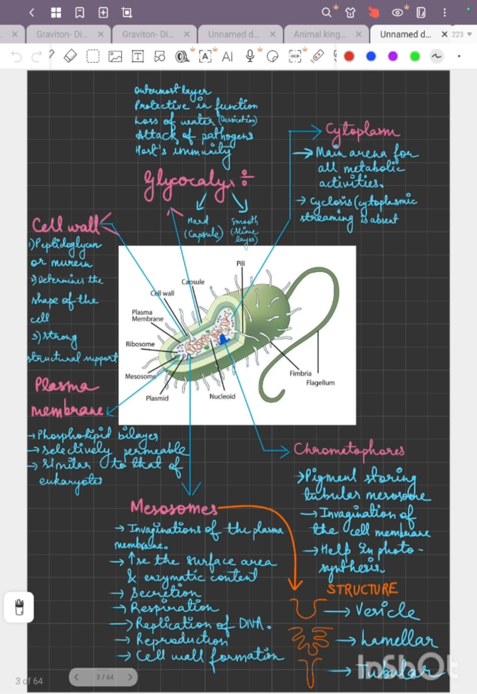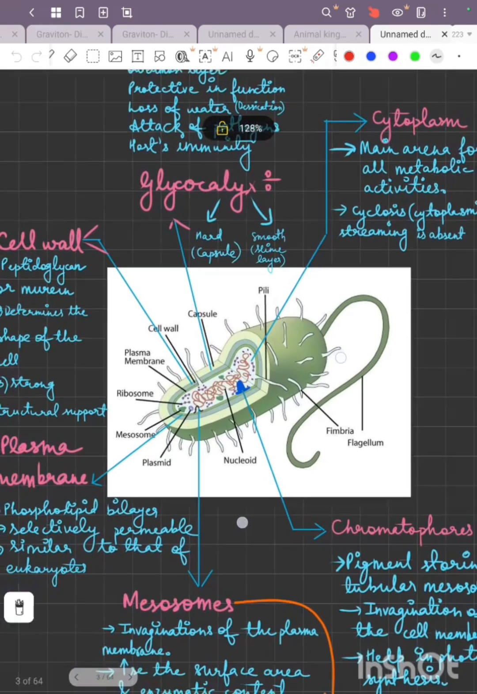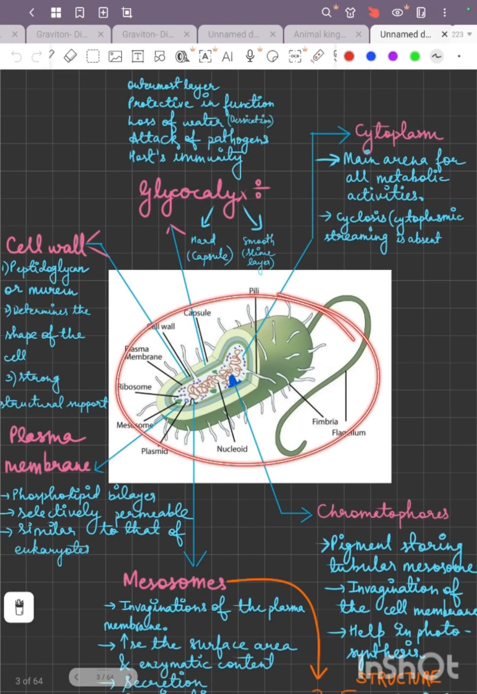And today's topic of discussion is the structure of a prokaryotic cell. So without any further ado, let's dive right into it. All right. So this is the structure of a prokaryotic cell that you see on your screen. So let's decode the structure.